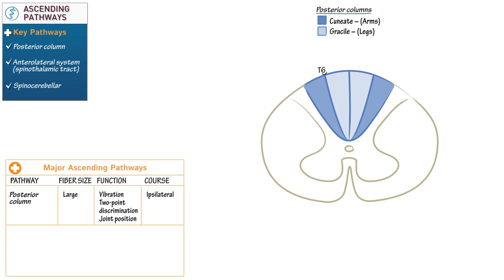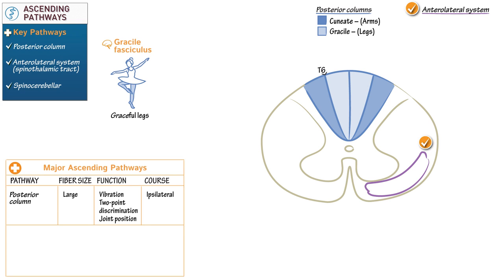As a mnemonic, for the gracile fasciculus, draw a ballerina. Ballerinas need graceful legs, which helps associate gracile with legs. Now show that the anterolateral system, the spinothalamic tract, lies just outside of the anterior gray matter horn and the anterolateral region of the white matter of the spinal cord.